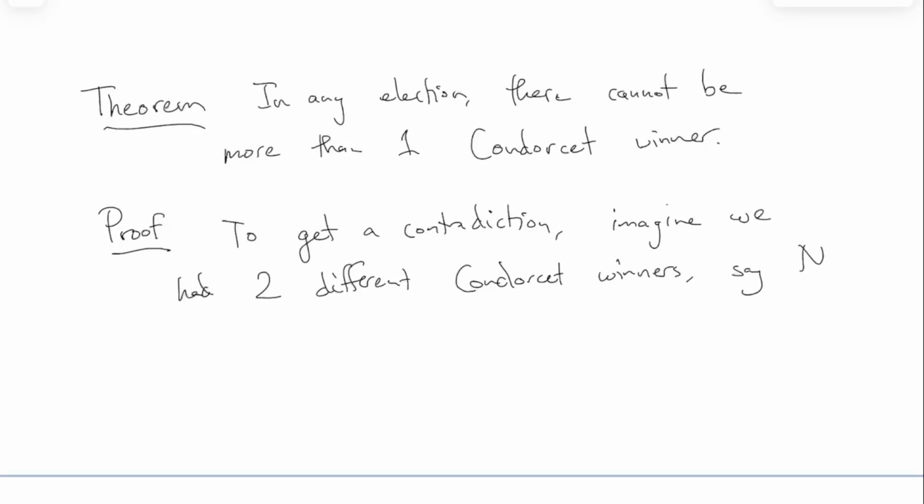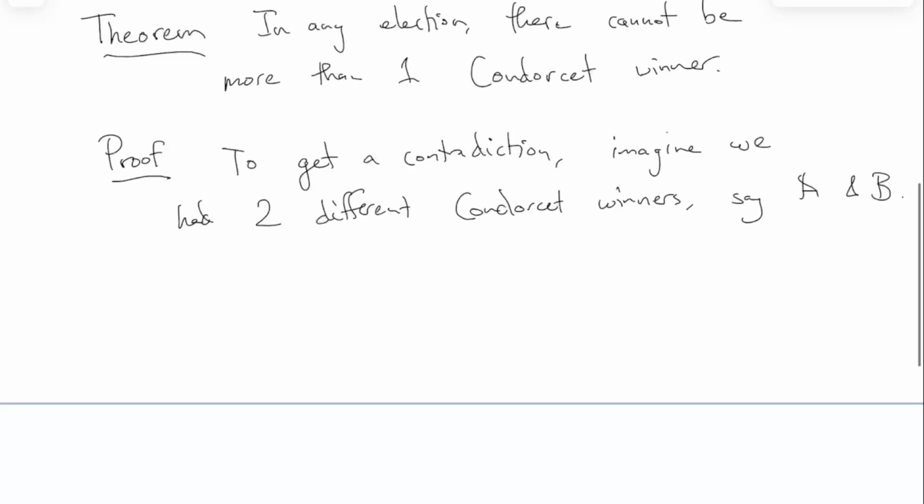Let's call them A and B, right? And both of them are the Condorcet winner. You have to sort of fill in the blanks here. The way that this contradiction type logic works is you make this assumption and then you somehow explain why this is going to be impossible.